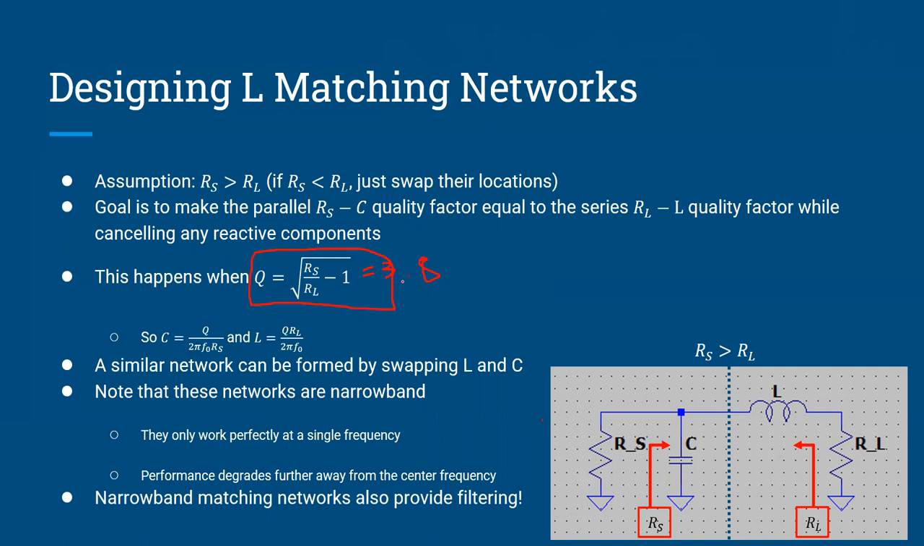So that's the Q. And if you remember the equations from a few lectures ago, if we have a parallel RC, the Q is equal to 2 pi times the frequency times RC. And then if you have a series LC, this is just 2 pi F L over R. And if you solve for L and C, you get this.